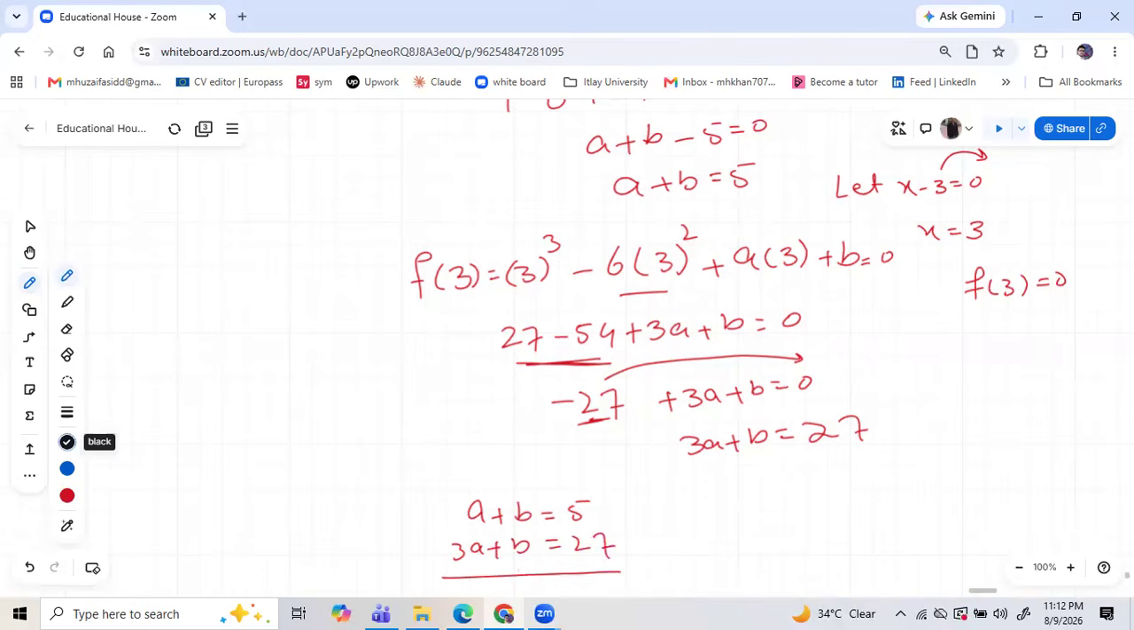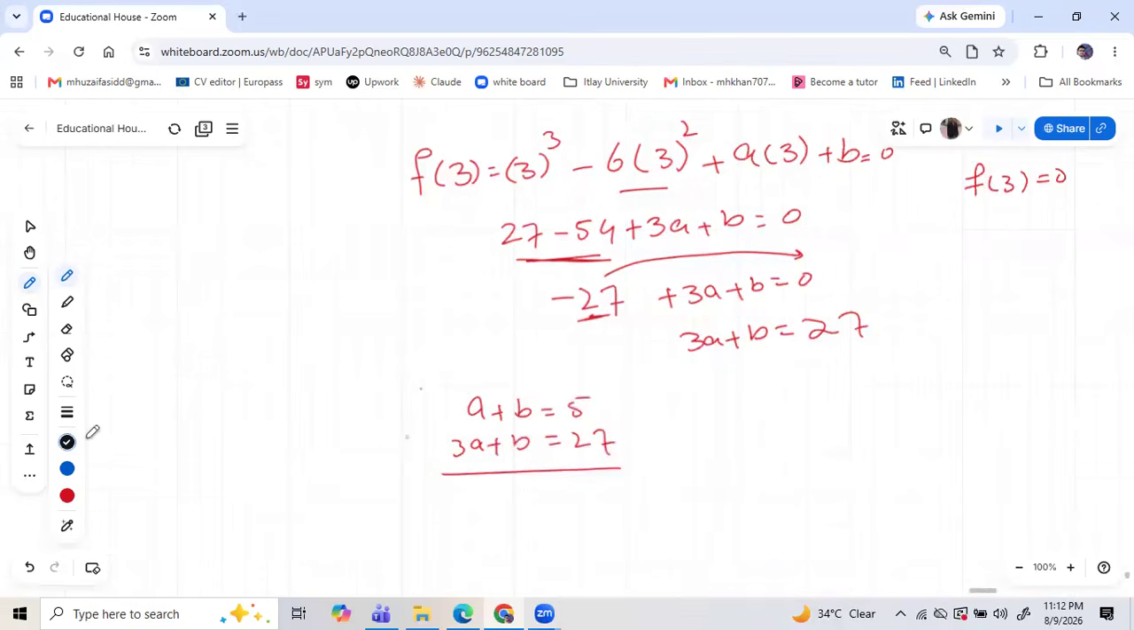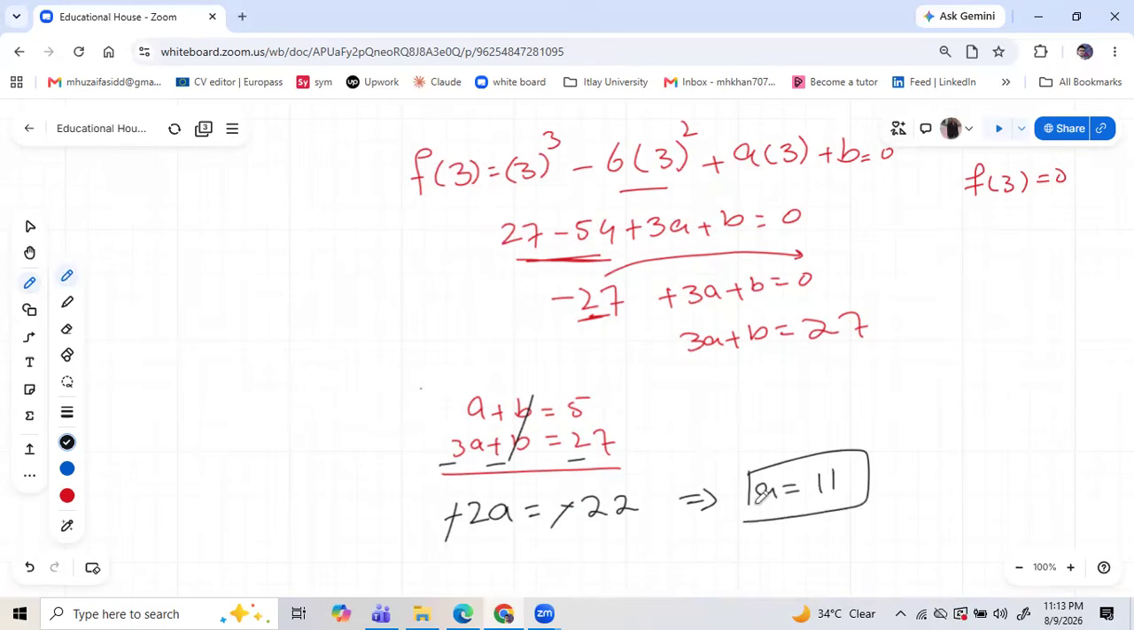Okay, so look at it here. If we subtract the two equations, plus b and minus b cancel out. So this is minus 2a, and this gives us minus 22. On this side, minus equals minus, so the minus cancels, and 22 divided by 2 is 11. It gives us a is equal to 11.